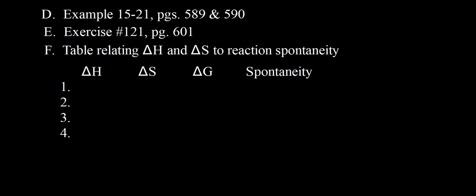All right, now let's go to page 601, number 121, same idea. This time though, we're going to calculate the normal boiling point of pentacarbonyl iron, Fe(CO)5, at 1 atmosphere. So go ahead and use the values from the back of the book, the delta H heat of formation, and the delta S for conversion of liquid to gas, and calculate T. Go ahead and pause the video now.